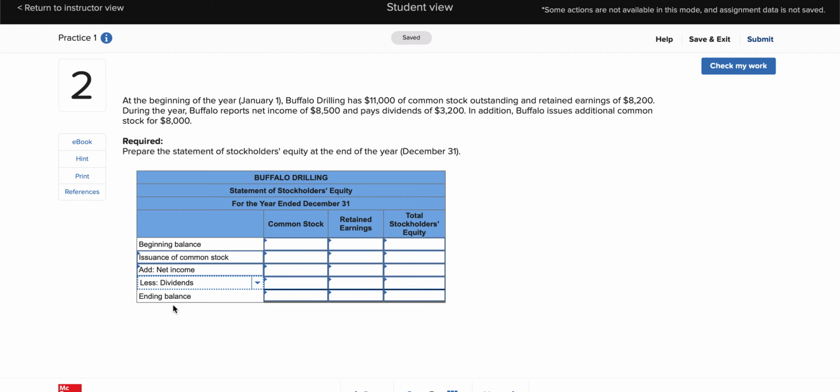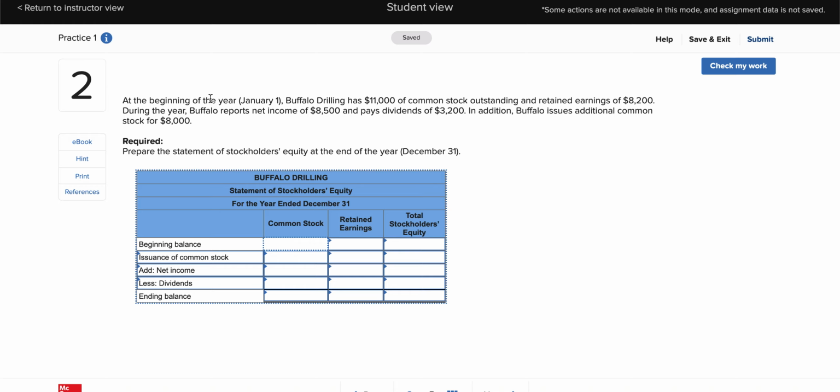This is what's basically happening to update the statement of stockholders' equity. I'm starting with the beginning balance. I'm going to add the new issuance of common stock, add the net income, and subtract any dividends that we paid out. That gives me an ending balance that shows how much of the company the stockholders actually own.